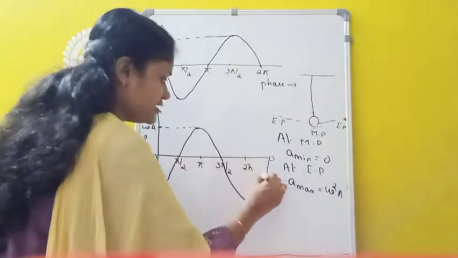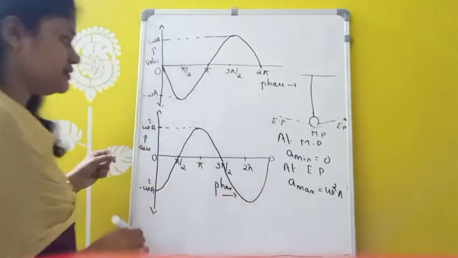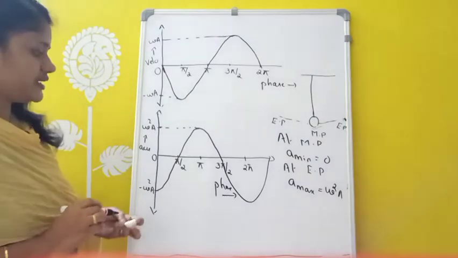So this is a graph of acceleration. And here we are taking phase. So phase is taken along which direction? In the x direction. Okay.